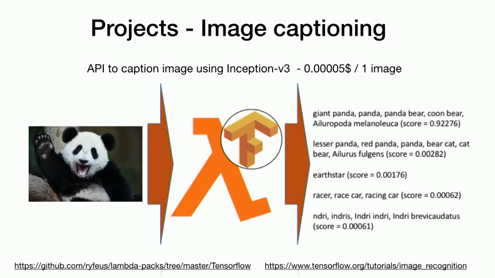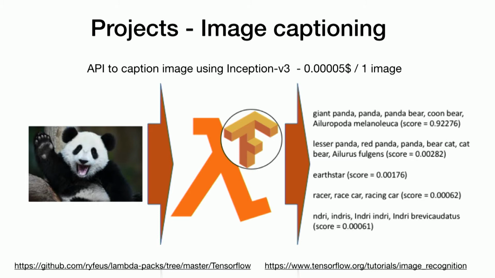Here are some projects which were made with my implementation of TensorFlow on AWS Lambda. The one in my GitHub is basically just image captioning, which is porting Inception version 3. This one costs like 20,000 images for $1. It just produces captioning for the image.